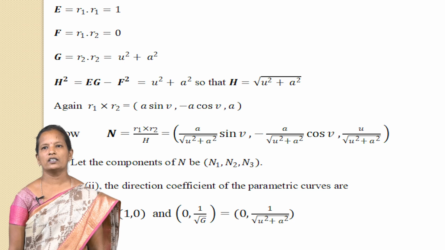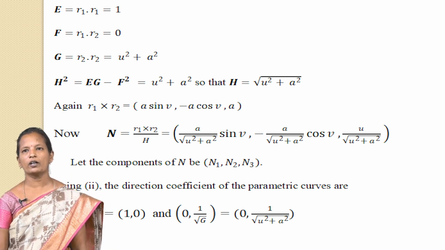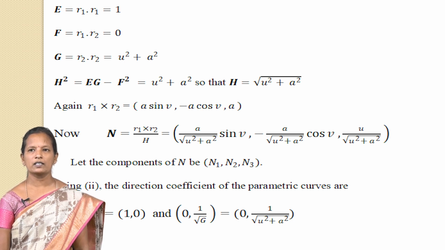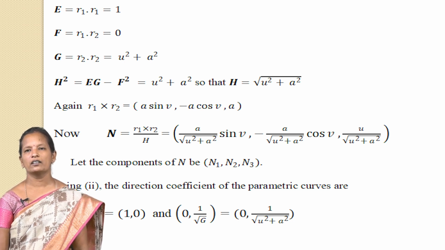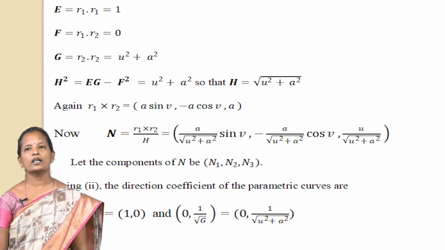The E value we already know: R1 dot R1 is 1, so E is 1, and G is U squared plus A squared. So 1 into U squared plus A squared minus F, which is 0, gives H squared equal to U squared plus A squared. Taking the square root, H is equal to the square root of U squared plus A squared. Next we will move on to the cross product of R1 and R2.